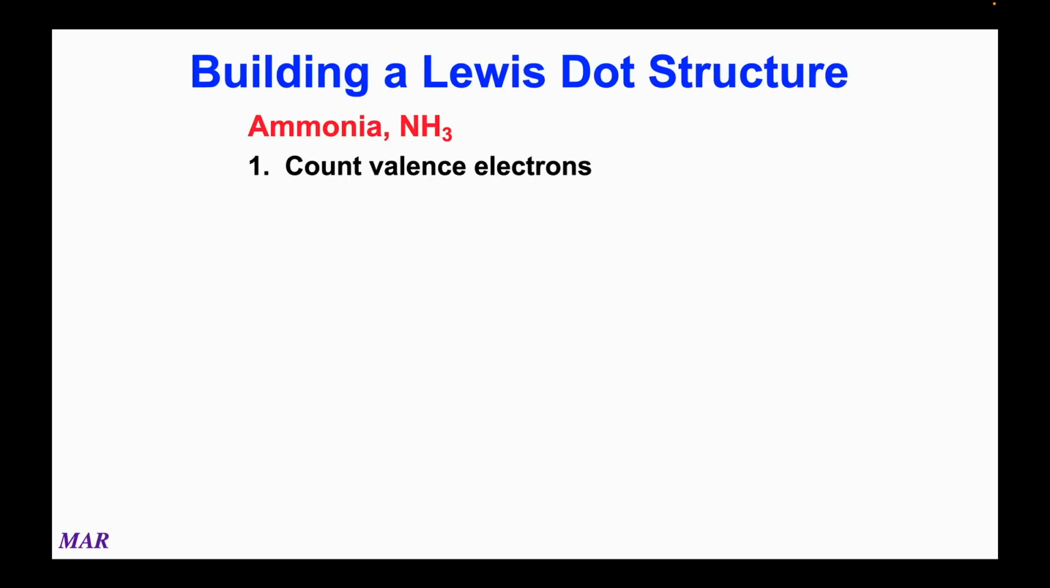So let's draw a Lewis dot structure for ammonia, NH3. I showed it to you earlier, but I want to show you where this comes from. The first thing you want to do is count the valence electrons. Ammonia has 1 N and 3 H. Nitrogen is in group 5, so it has 5 valence electrons, and hydrogen is in group 1, so it has 1 valence electron, but there's 3 of them.